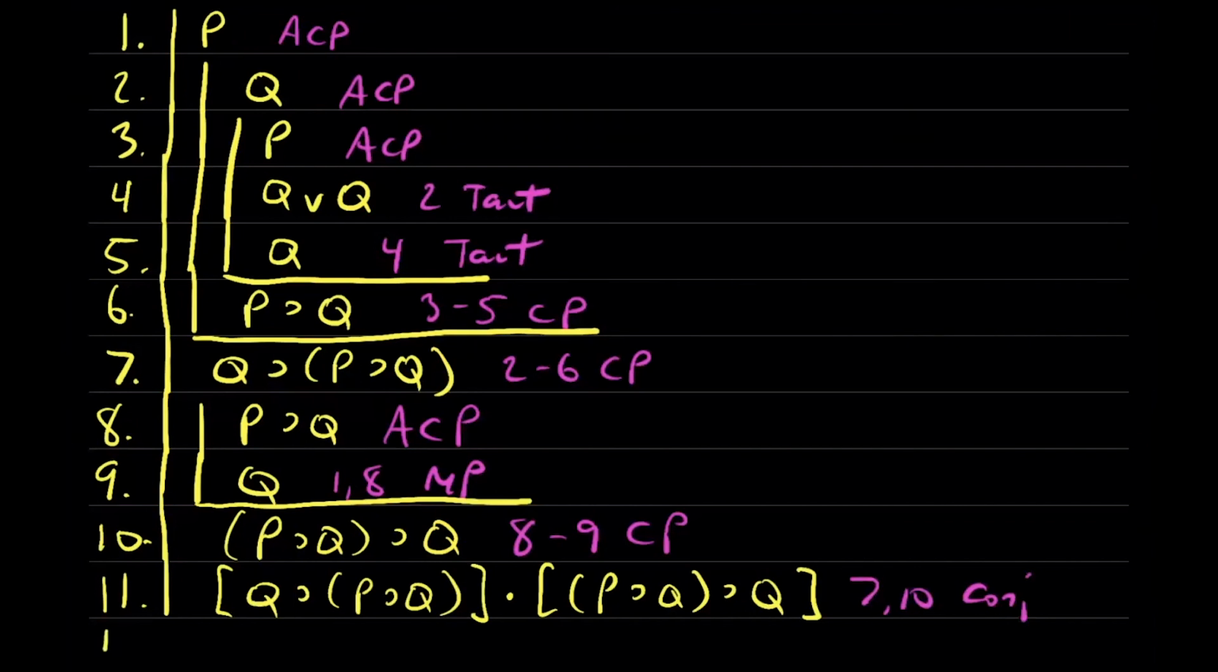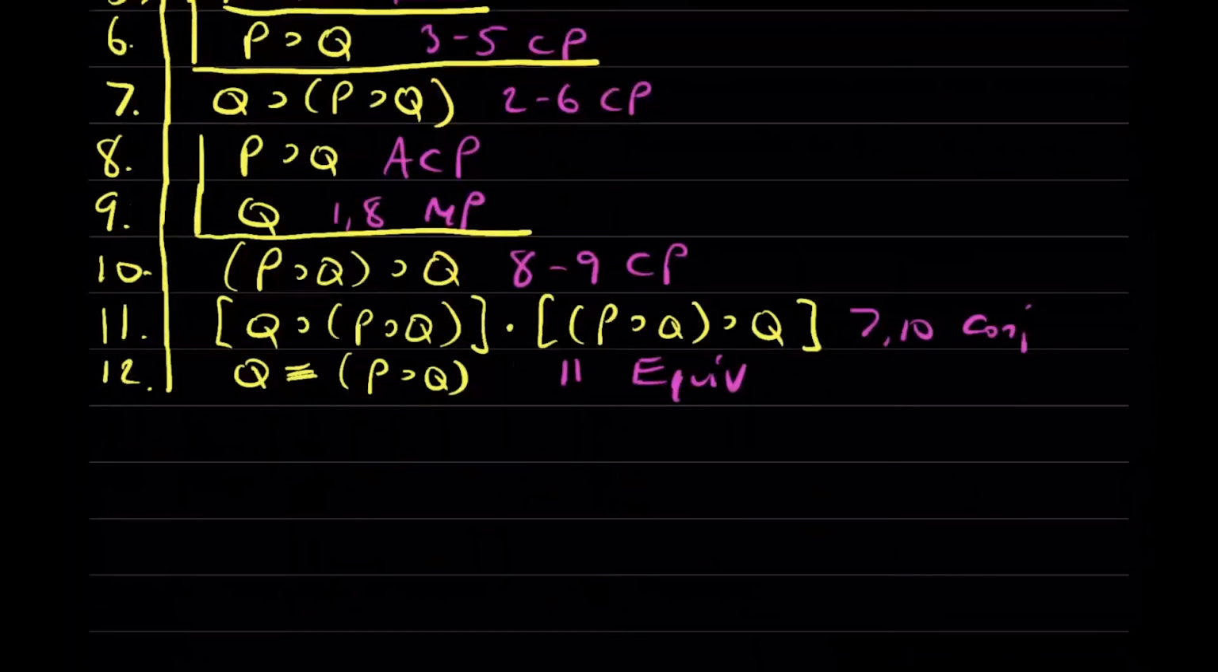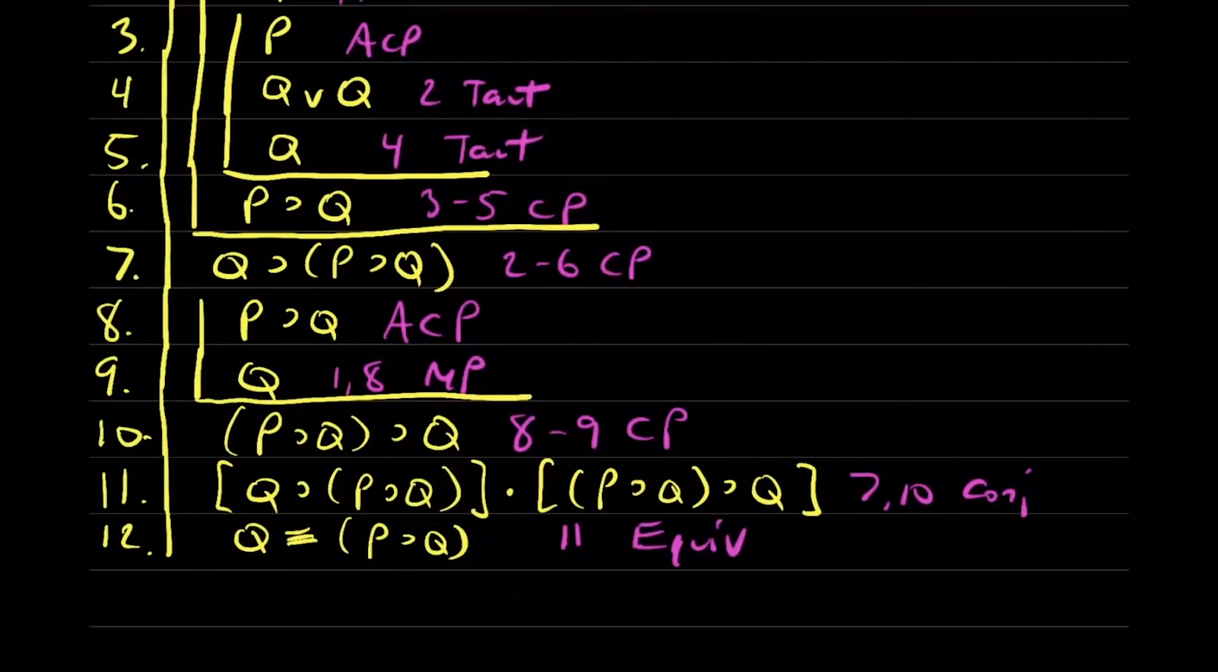And of course, that's going to give me a biconditional because it's a conditional that goes both ways. So on line 12, don't forget about your assumption line. You're still inside the scope of this assumption line that started with line 1. We can get Q is equivalent to P implies Q. And that's going to follow from line 11 by equivalence. Right? That's what I had here inside bracket. Q implies that P implies Q is equivalent to P implies Q.